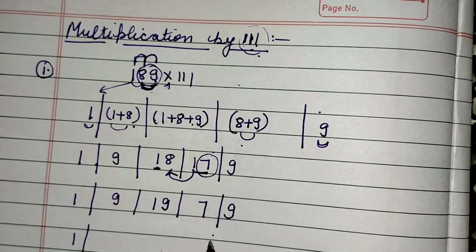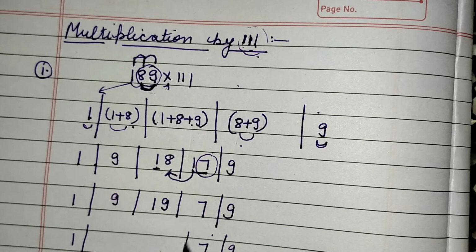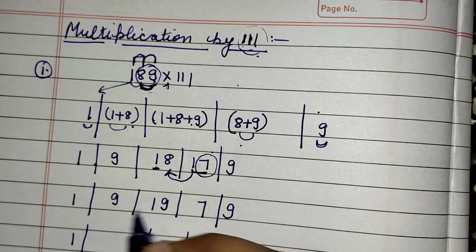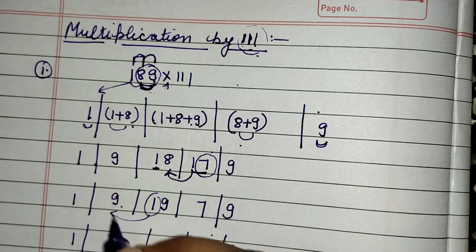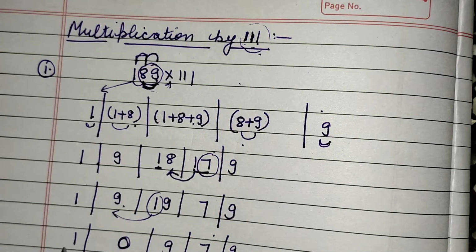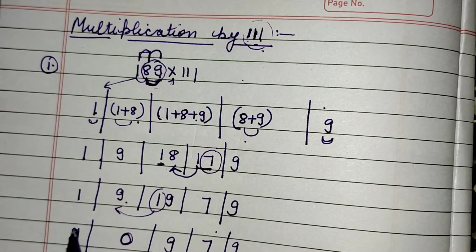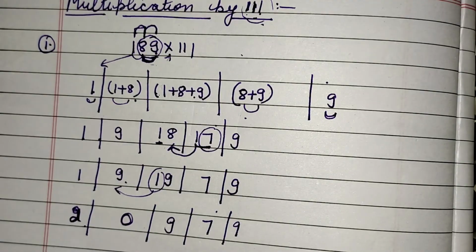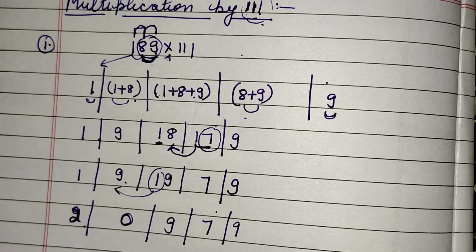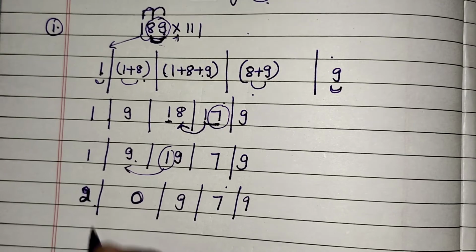Again there is a carry, 7, 9 as it is. 9 plus this one will give you 10. Write down the 0 as it is, and carry is 1. So 1 plus 1 will be 2. Okay, so as simple as it seems, you can solve it within 5 seconds.